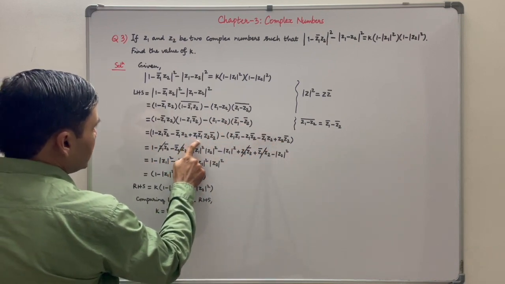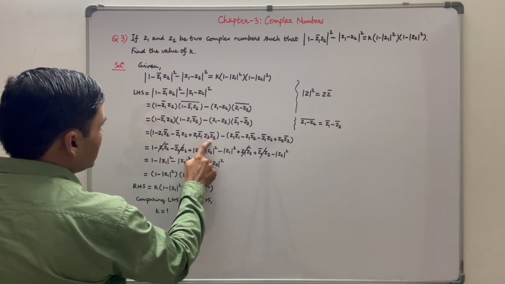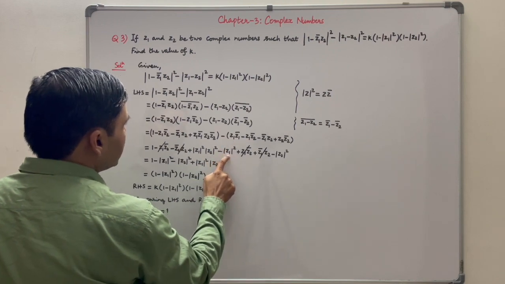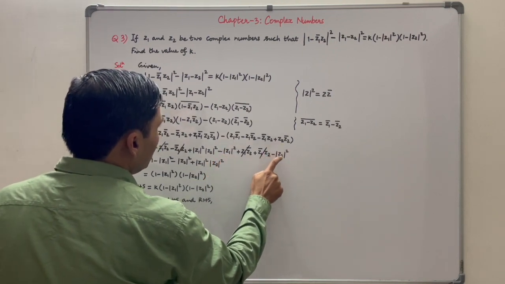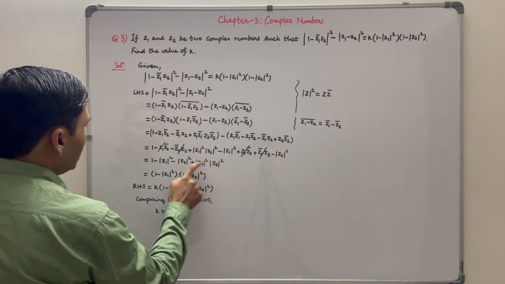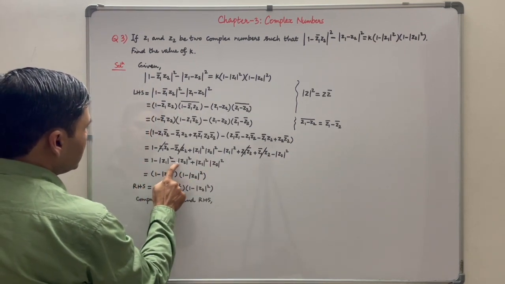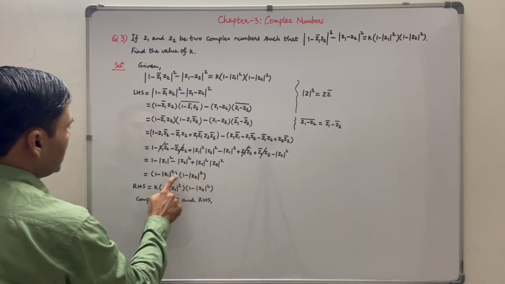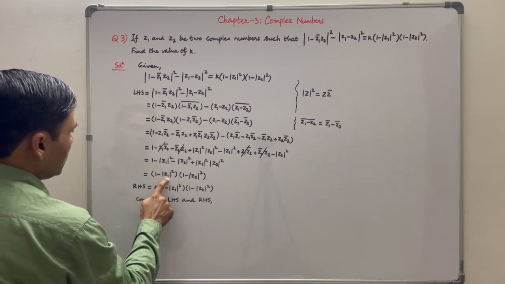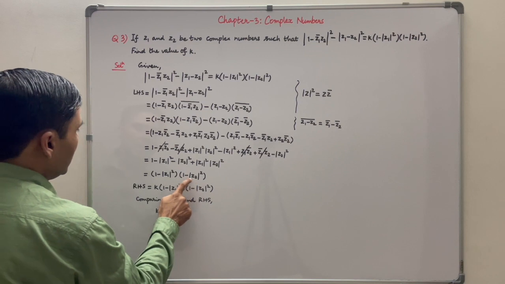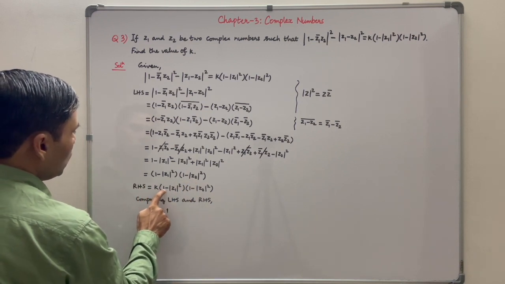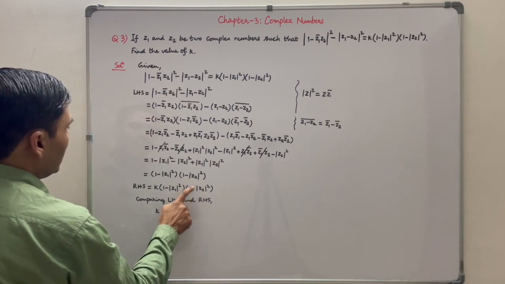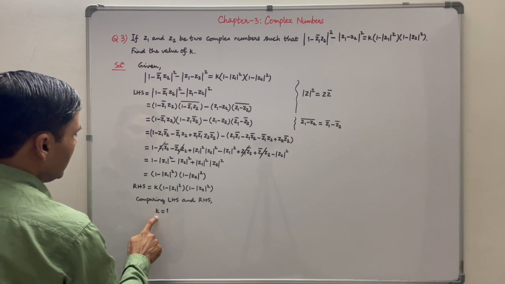Now z1 z1 bar is equal to mod z1 square and z2 z2 bar is equal to mod z2 square. So we will get 1 minus mod z1 square minus mod z2 square plus mod z1 square into mod z2 square, which can be rewritten as 1 minus mod z1 square into 1 minus mod z2 square. Right hand side is given as k into 1 minus mod z1 square into 1 minus mod z2 square. When we compare left hand side with right hand side, we get k is equal to 1.